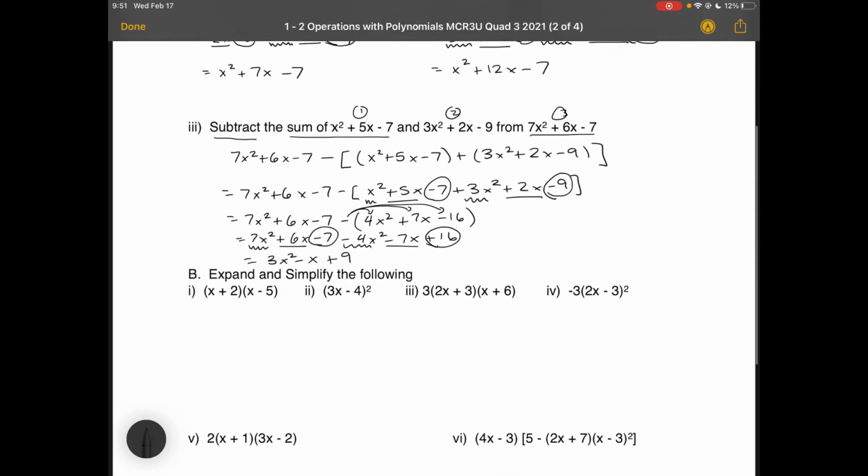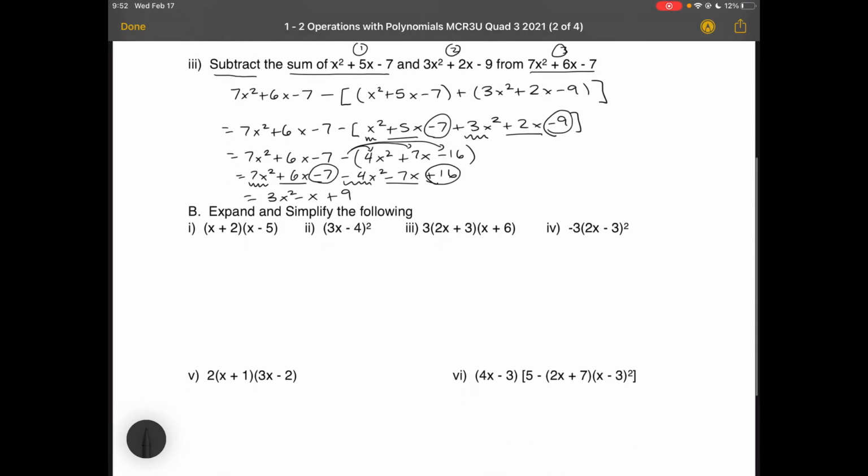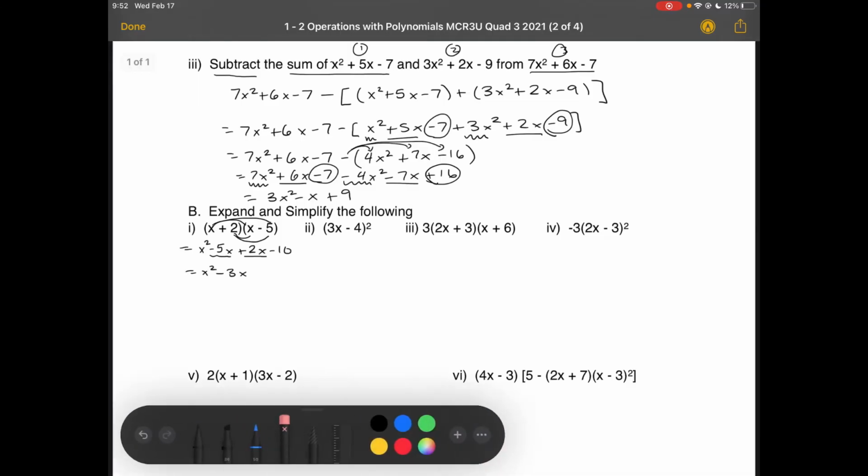Let's do some more examples with multiplying polynomials. If you have two binomials multiplied together, you're going to apply FOIL: first, outer, inner, last. There are lots of ways to remember this, but you need to make sure everything in the second bracket gets multiplied by everything in the first bracket. So here I've got x squared minus 5x plus 2x minus 10. Collecting those middle terms together gives me a final answer of x squared minus 3x minus 10.